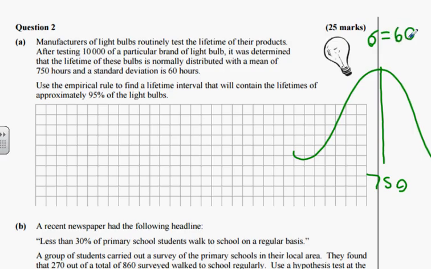Please remember in your Leaving Cert, standard deviation, you only need to know how to use your calculator. Okay, just remember that. And then use the empirical rule to find out what lifetime interval. What's an interval? The word interval, what does that mean? It means in between two values. A lower value and an upper value. So what values are in between?